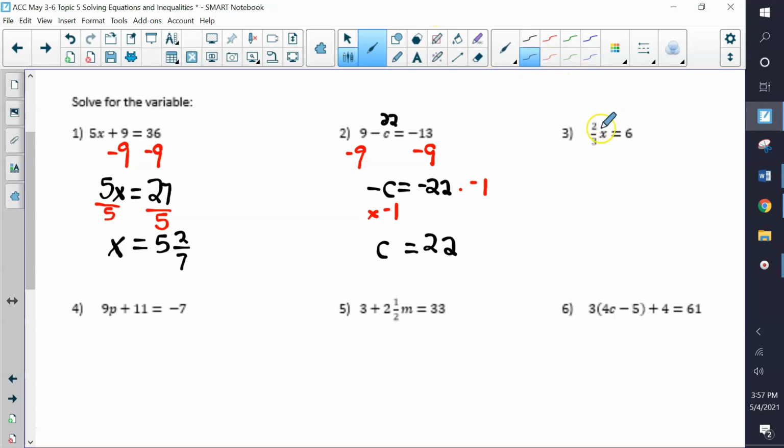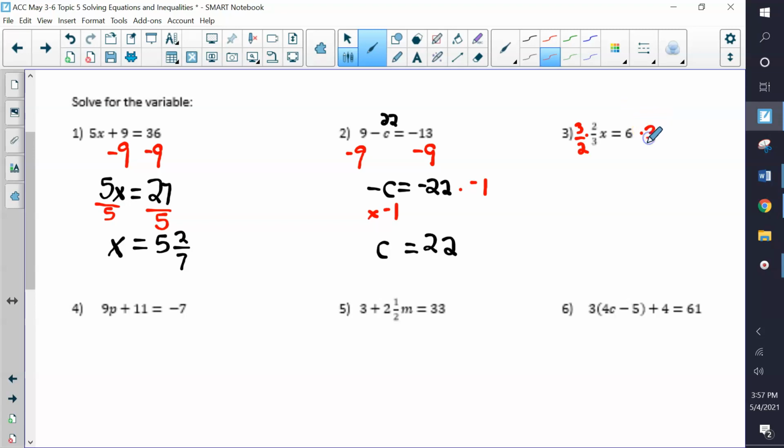Let's do number 3 right here. How do we get rid of multiplying by 2/3? There's a couple of things you could do. The fast, easy way is multiply by the reciprocal. If you remember our warm-up that we did the other day, what do you multiply a fraction by to equal 1? Multiply by the reciprocal. And so now it's 1x, right? That's the fastest, easiest way. So you can just multiply by the reciprocal.